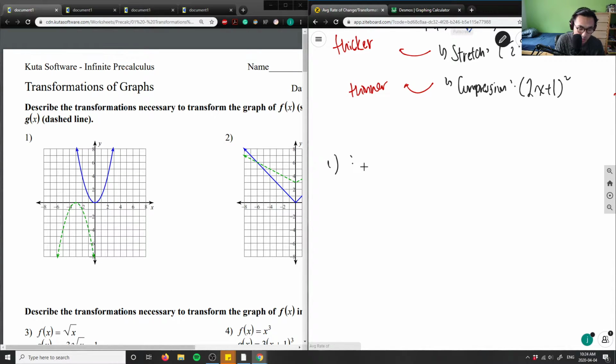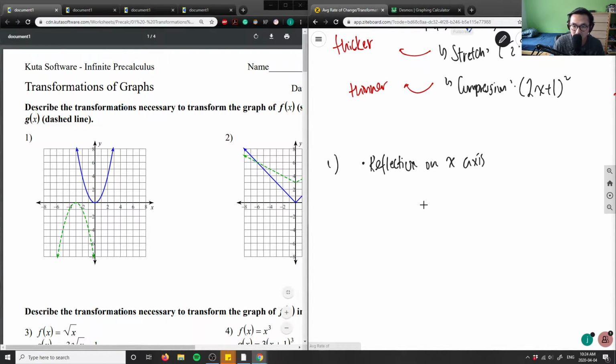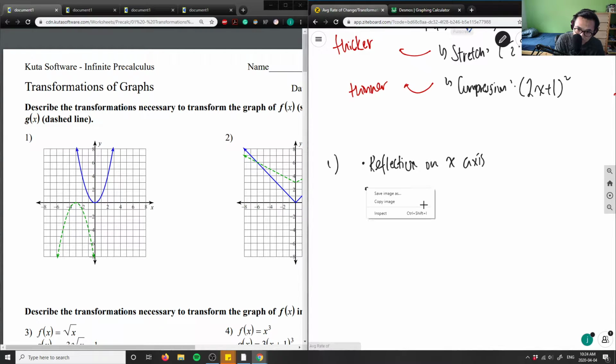So the first step, number 1, maybe a bullet point, is reflection on, and I'm going to say x-axis. So that's the first transformation I need to do, reflection along the x-axis. And what's my second transformation? I said I need 2, right? What do I need to do?